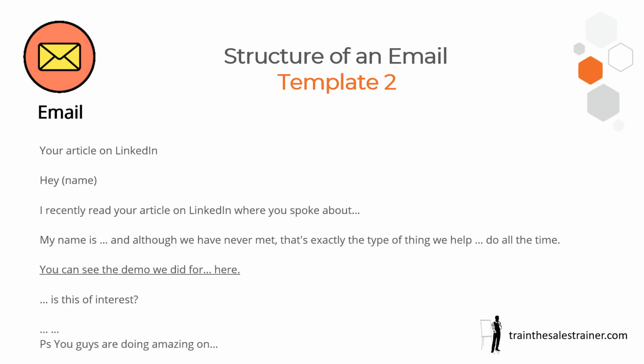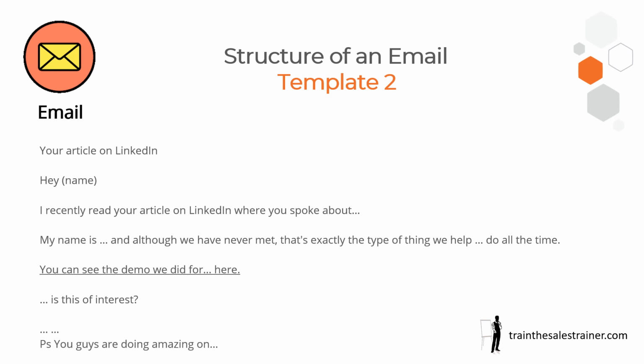So the subject line is your article on LinkedIn. This type of subject line will typically get a 65 to 70% open rate because it's specifically referencing something your target audience is super intrigued and interested about. In fact, they probably wrote it. Next paragraph, hey, and their name. Now go on to, I recently read your article on LinkedIn where you spoke about. Now that's the trigger. What did they speak about? That's the thing you noticed.